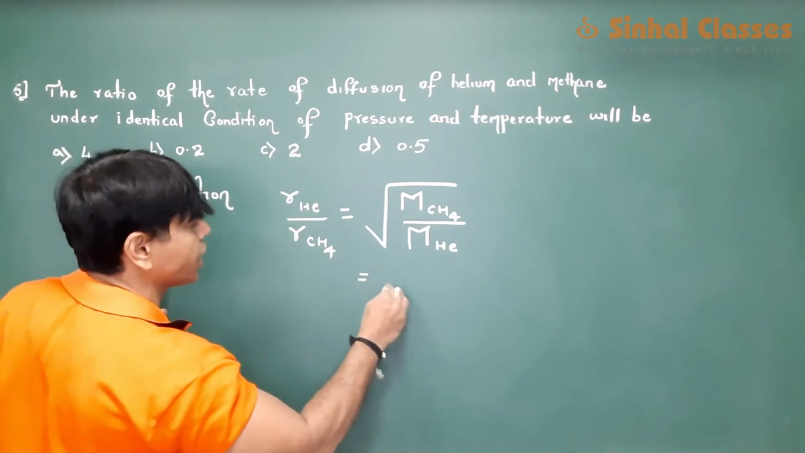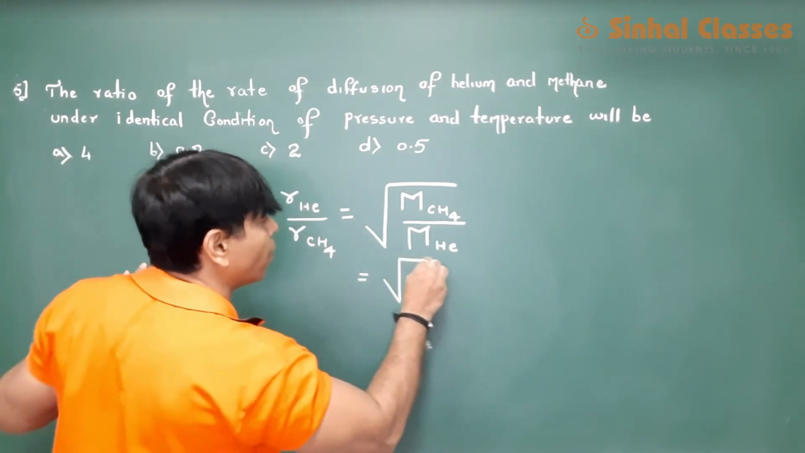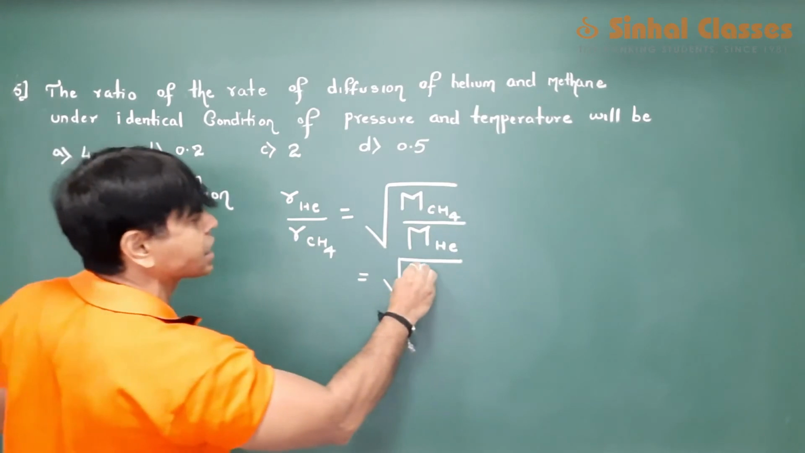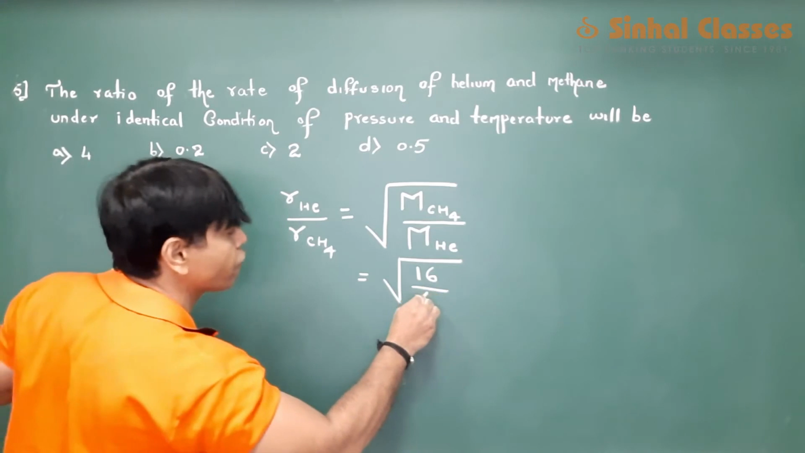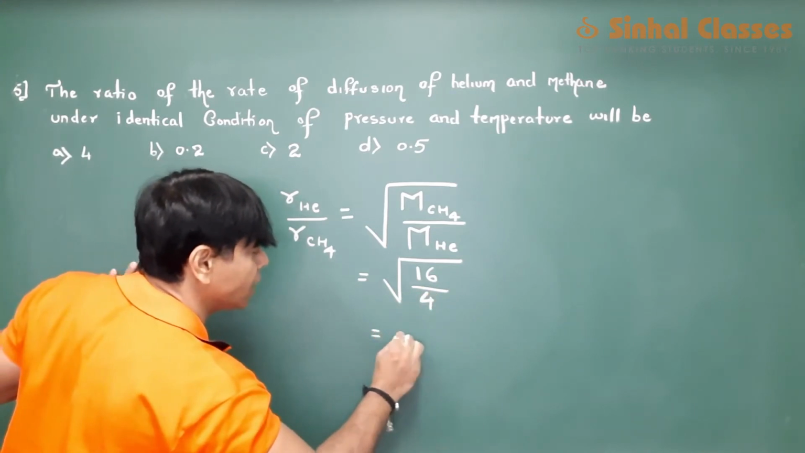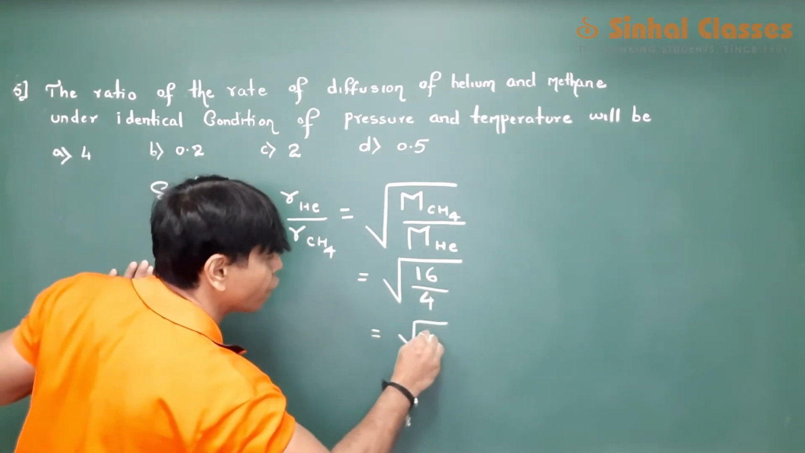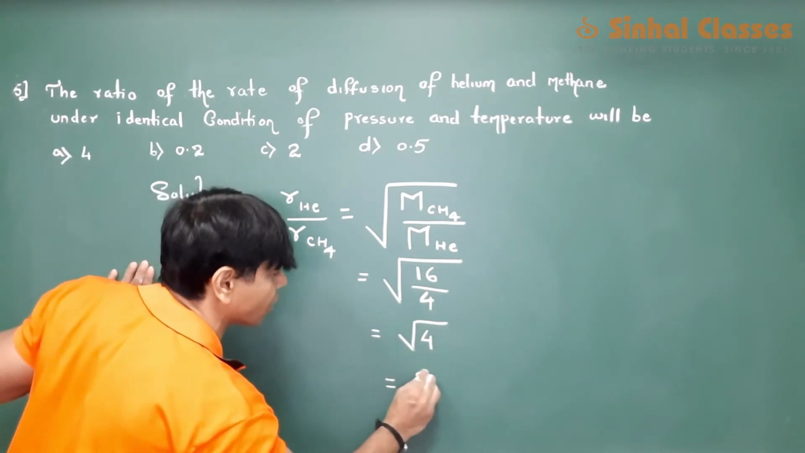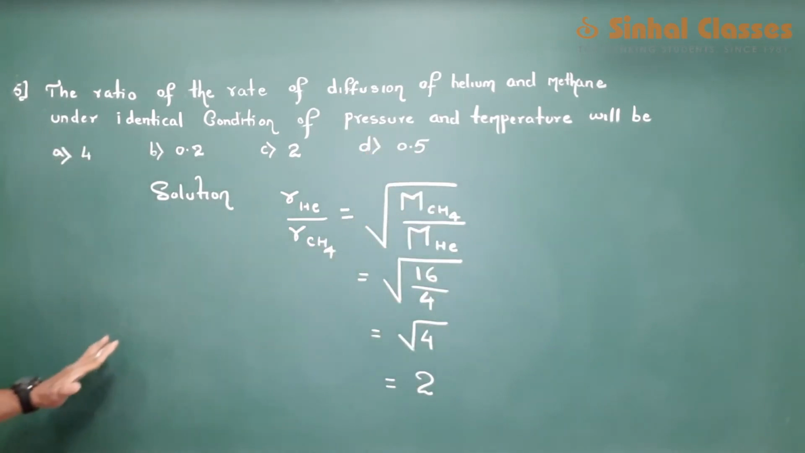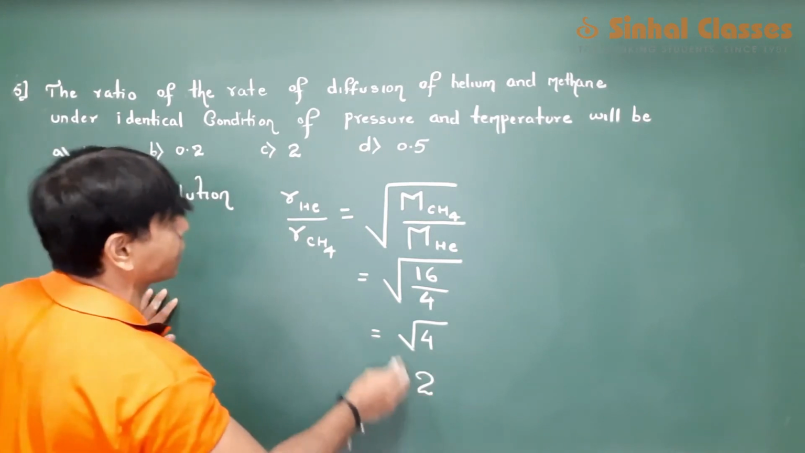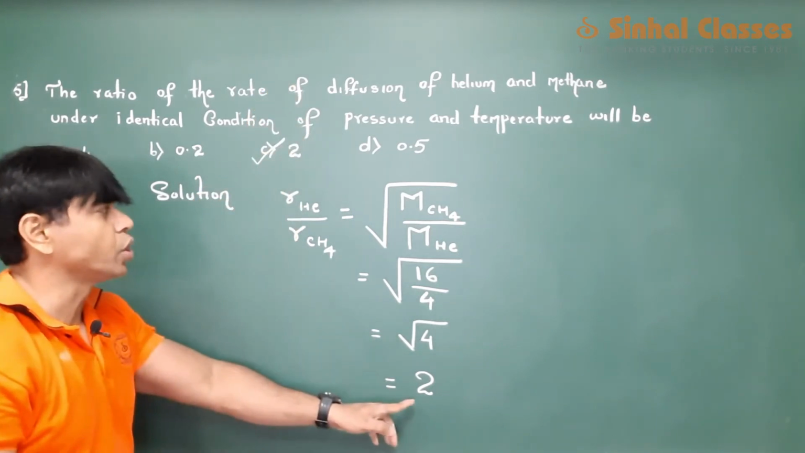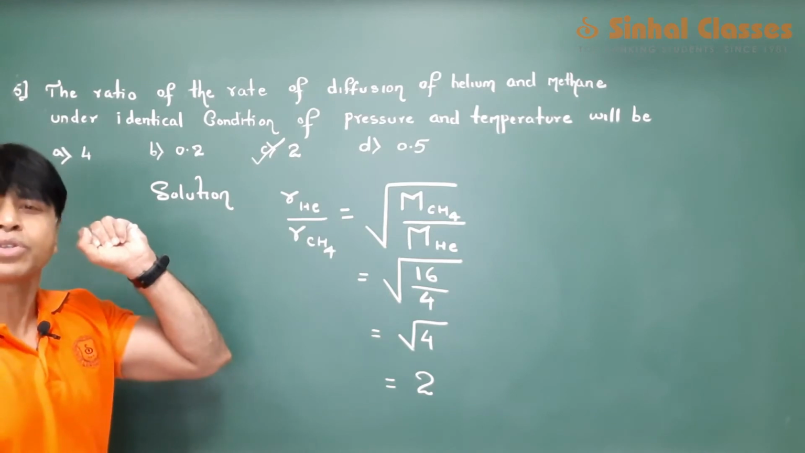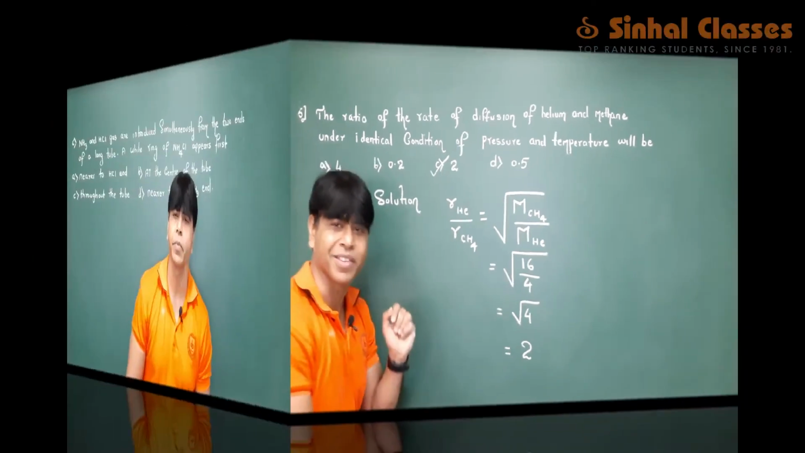Now substituting the values, the molecular weight of methane is 16 and that of helium is 4. So it will be root of 4. So the answer is 2. Okay, so the ratio of it is nothing else but 2:1. That is 2 is your answer for this question. C is the answer for this question.